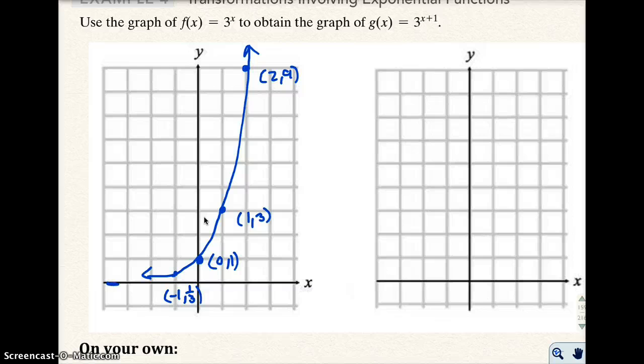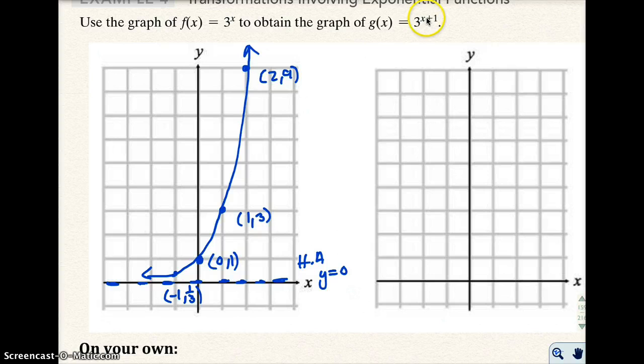And then my horizontal asymptote is going to be y equals 0, because it will never reach 0. No matter what negative number I put in here, you'll end up with a denominator that's going to be a large number. It just gets smaller. The value is smaller and smaller.